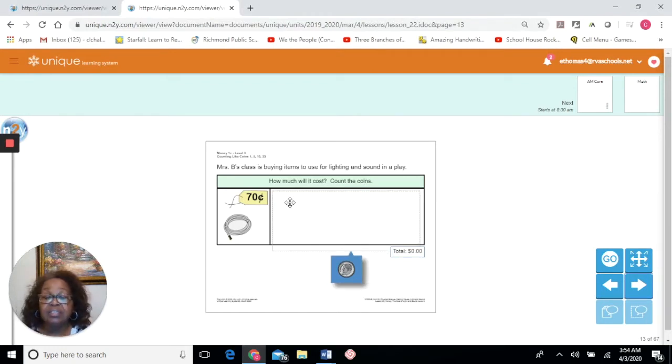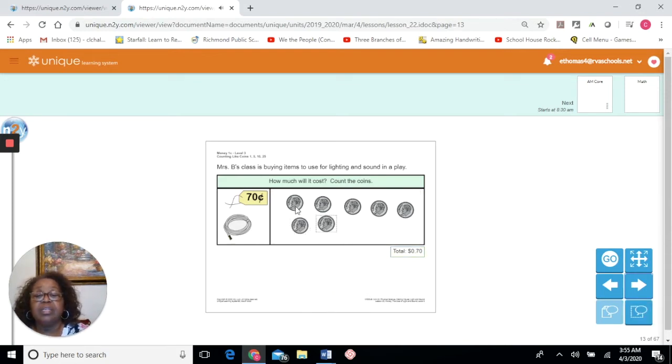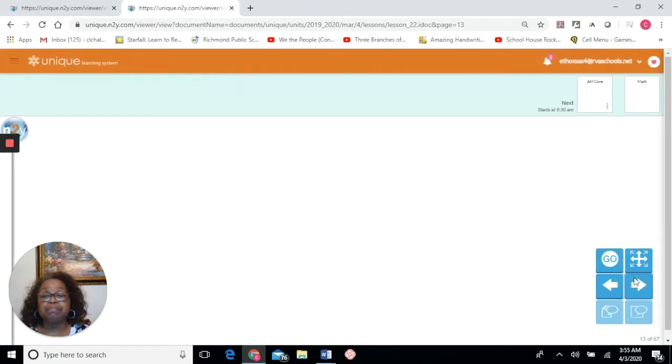Let's solve our problem. If we're using 10 cents, 10, 20, 30, 40, 50, 60, 70. Let's count. 10, 20, 30, 40, 50, 60, 70. 70 cents. Excellent. Let's move on to our next problem.